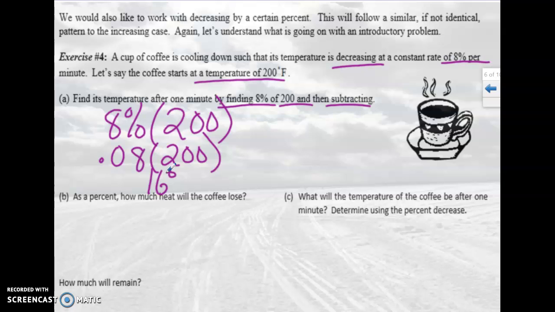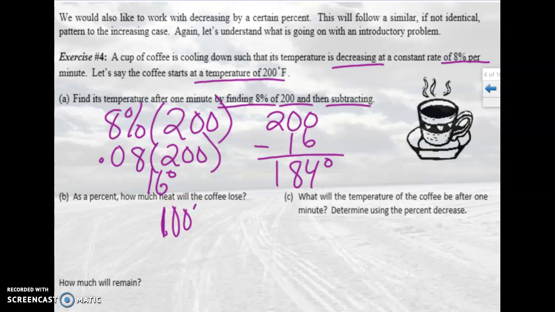Now, we got to go one more step. The coffee isn't 16 degrees, it'd be freezing. It'd be a block of ice, right? That's not coffee. I got to take 200 and subtract 16 and get 184 degrees. So if I started at 100%, which is full temperature, and I subtract 8%, because that's how much it's losing, 92% of the heat remains. That's the key, because if I did 8%, that's going to bring the temperature all the way down to 16 degrees. The temperature is going to have 92% left of what it originally had.